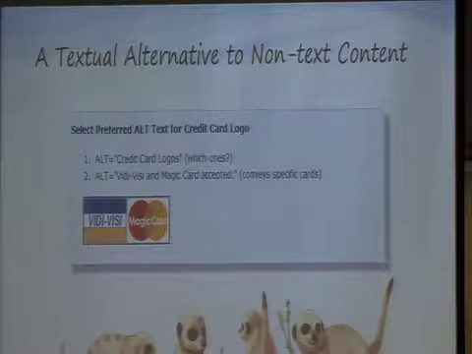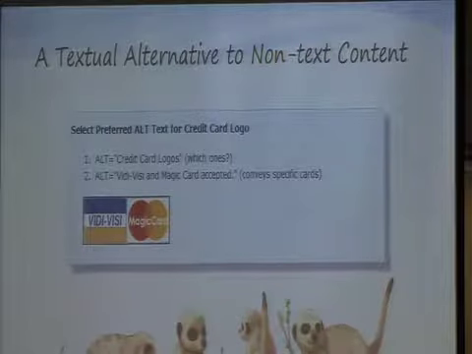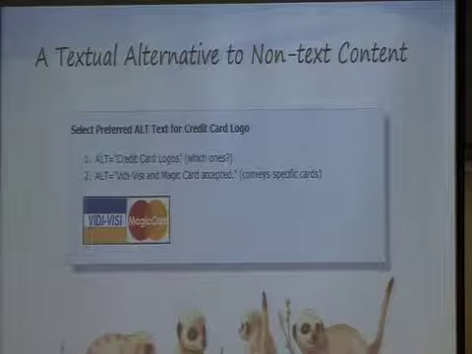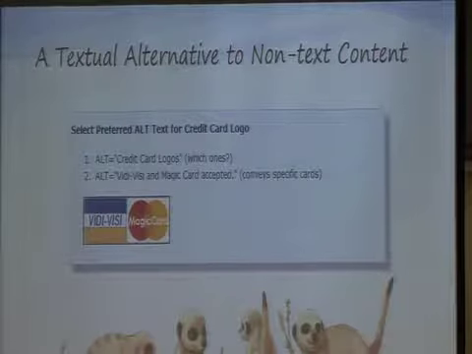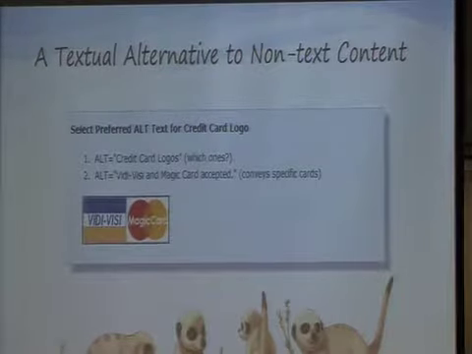One just says credit card logos. And the other one says, Visa, MasterCard and Discover accepted, right? So let's say something happened to your internet browser as you were loading this particular page that had these images on it. And because you're online and alt text has been applied, instead of seeing the images, you can read the alternative text. Which one of these provides you with the best information?